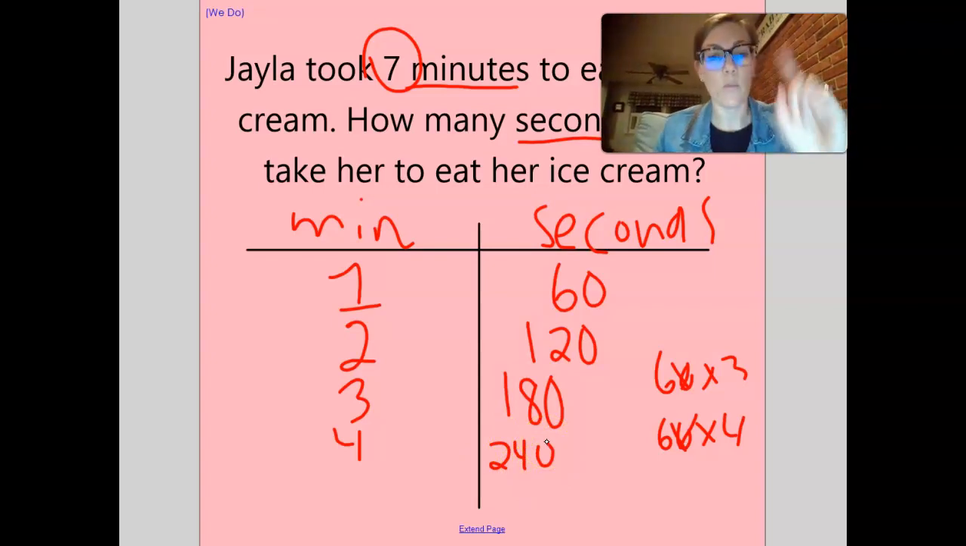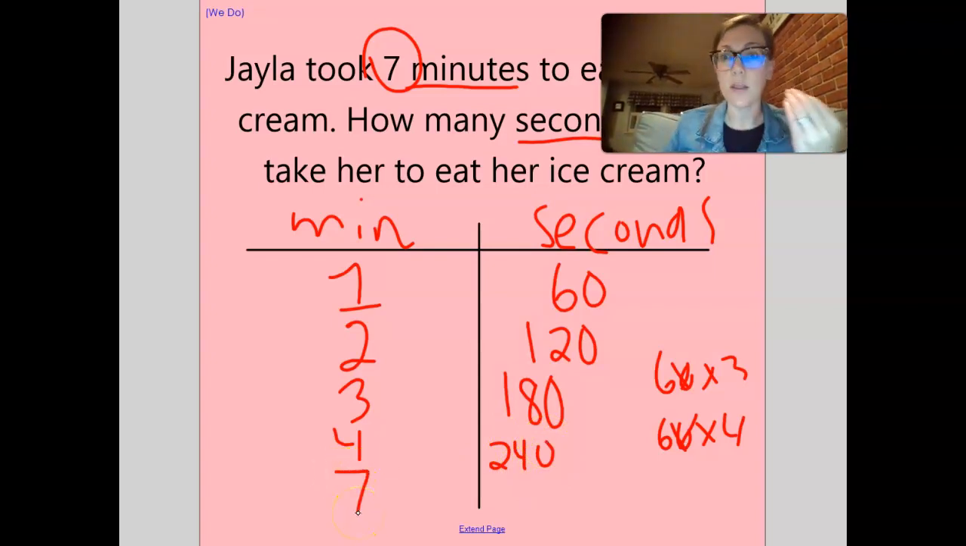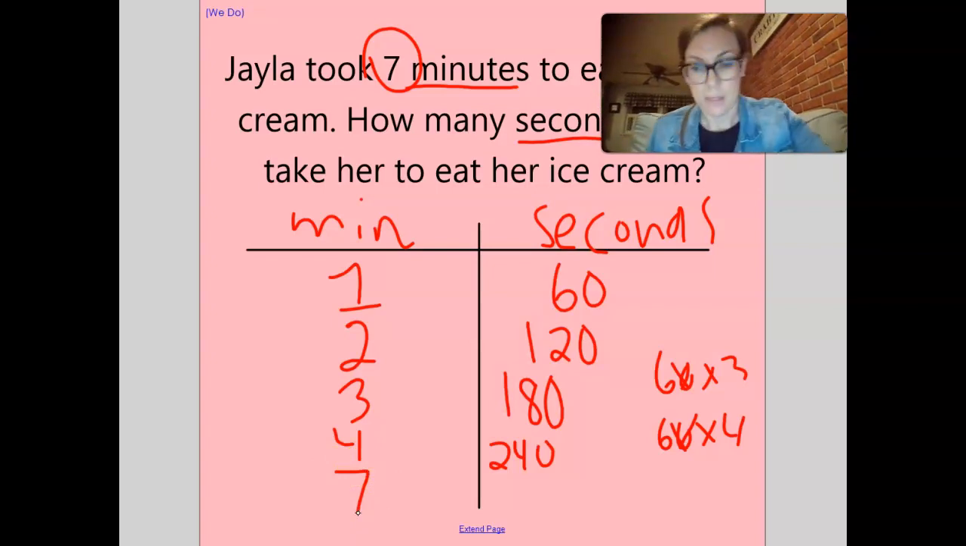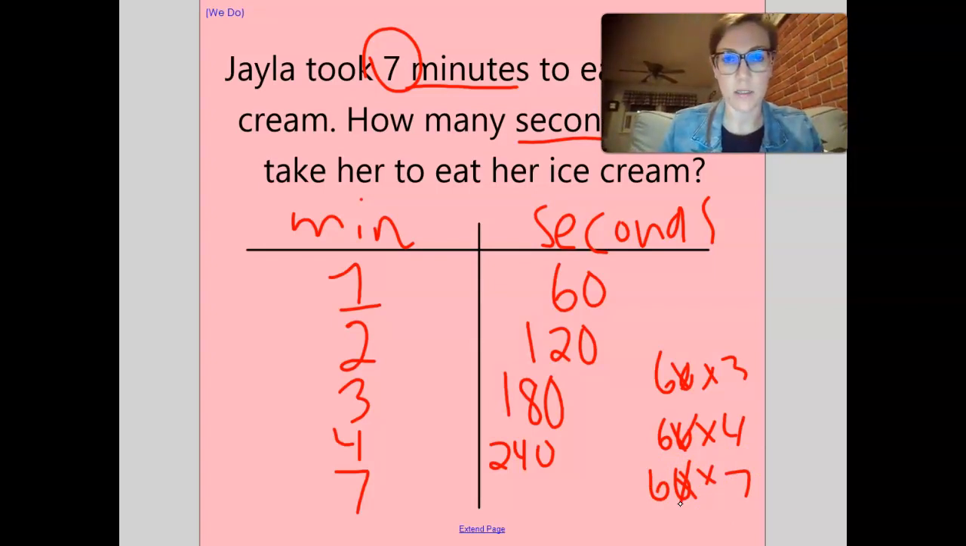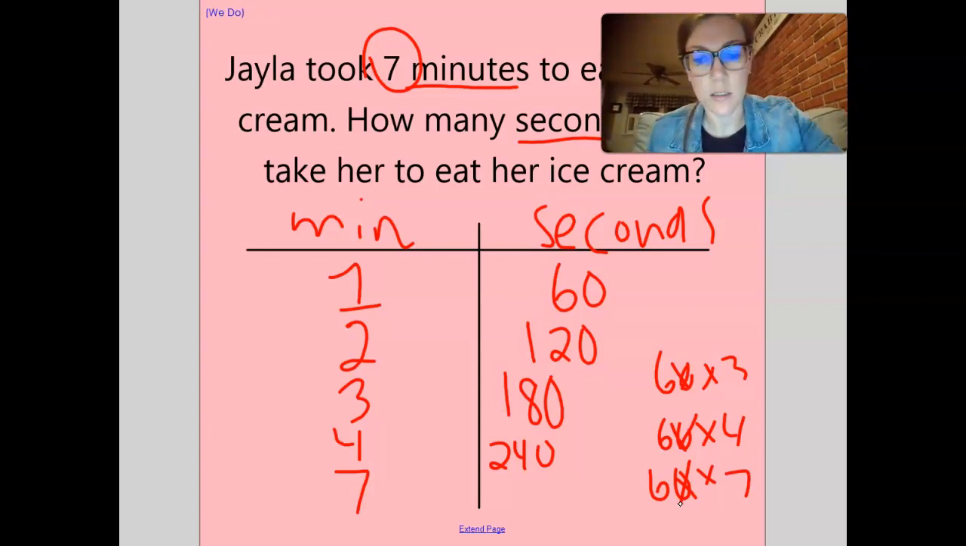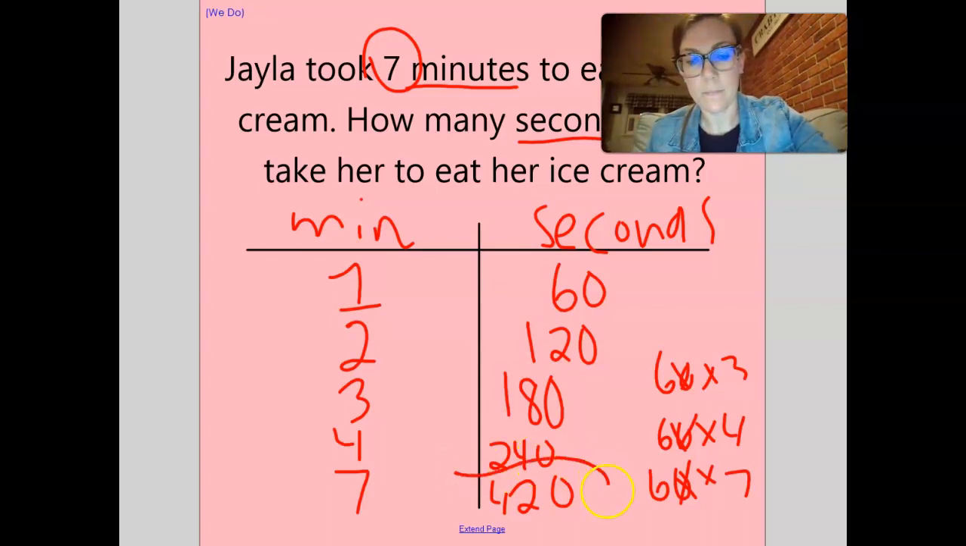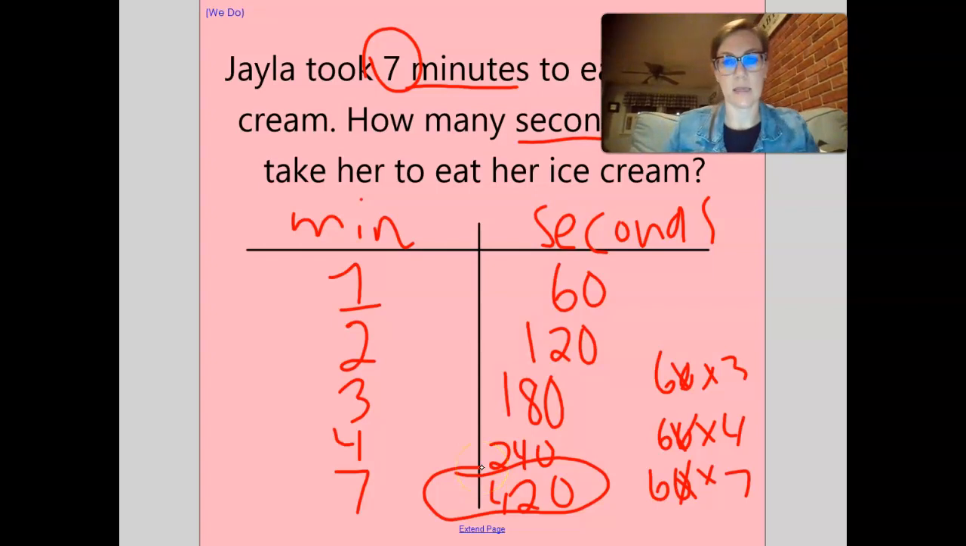Well, if this is the pattern and we need to figure out 7 minutes, then what would the equation be to solve? Awesome. It would be 60 times 7. Hide your 0. And what's 6 times 7? Pause if you have to think for a second. Press the pause on the video. 6 times 7 is 42. And we crossed out 1 0, so we're going to put the 0 back on. So how many seconds are in 7 minutes? 420 seconds in 7 minutes.